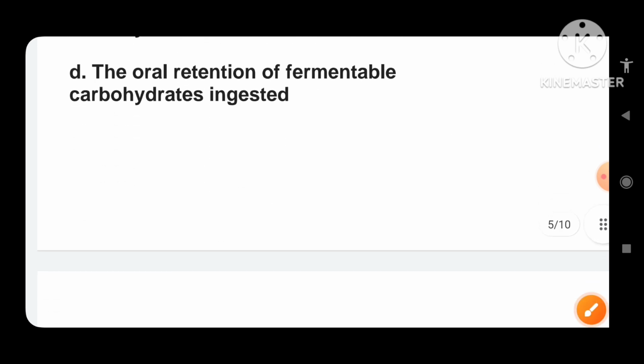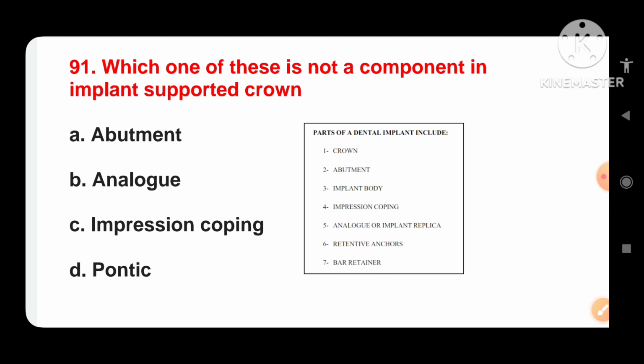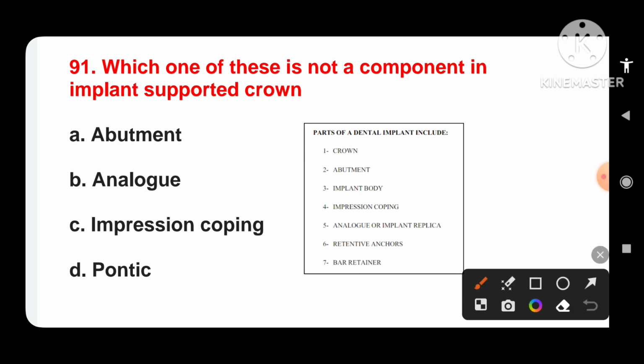Okay. Next question is, which one of these is not a component in implant supported crown? Options are abutment, analog, impression coping and pontic. I have shown you this. Parts of dental implant include crown, abutment, implant body, impression coping, analog and implant replica, retention anchors, bar retainer. You have to remember these because some other option can also come as the answer. Okay, and here what is not there? Pontic. So what would be the correct answer? Pontic is not a component in implant supported crown.